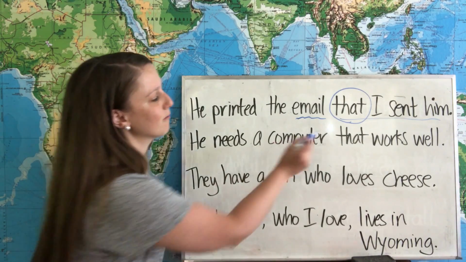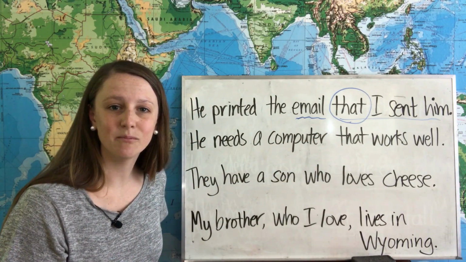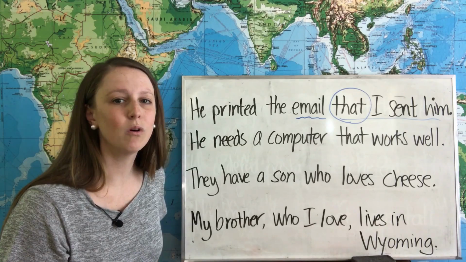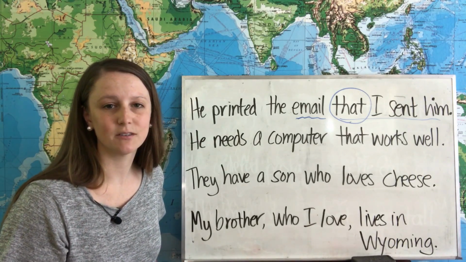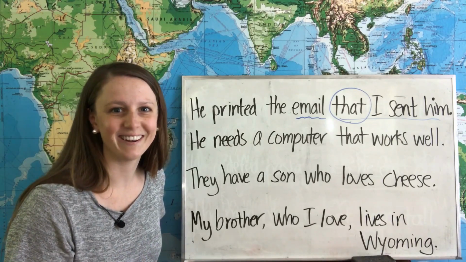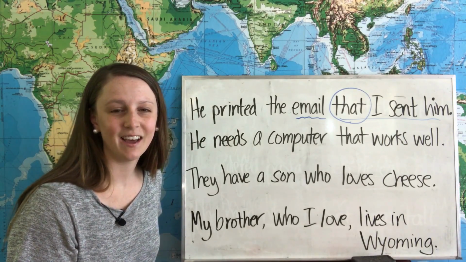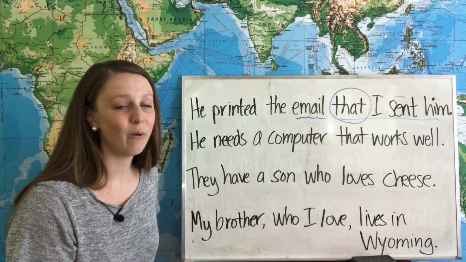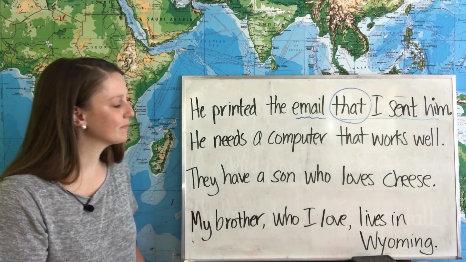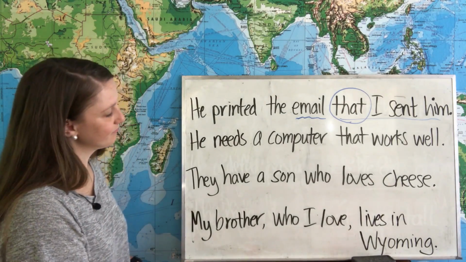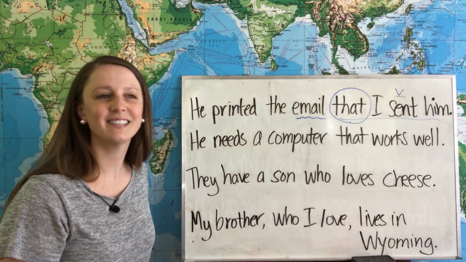Now, the relative pronoun in the adjective clause can act like the subject of the clause or like the object of the clause. And telling the difference is going to become important later on. So how do we figure out if it's the subject or the object of the clause? Well, the first thing I like to do is find my verb in the clause. Sent. That's our verb. I sent him.